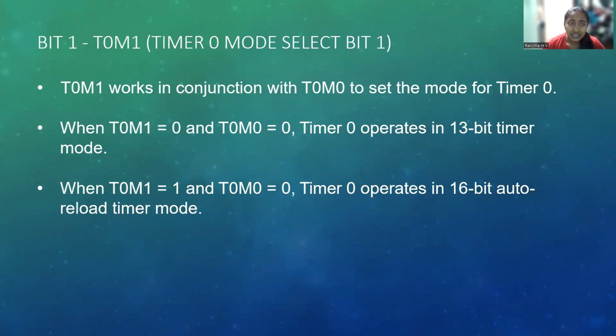Next, bit 1, T0M1, the Timer 0 mode select bit 1. T0M1 works in conjunction with T0M0 to set the mode for Timer 0. When T0M1 is equal to 0 and T0M0 is equal to 0, Timer 0 operates in 13-bit timer mode. When T0M1 is equal to 1 and T0M0 is equal to 0, Timer 0 operates in 16-bit auto reload timer mode.